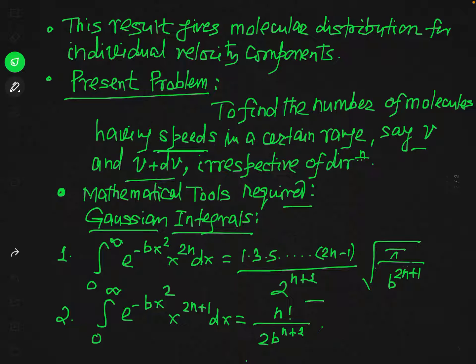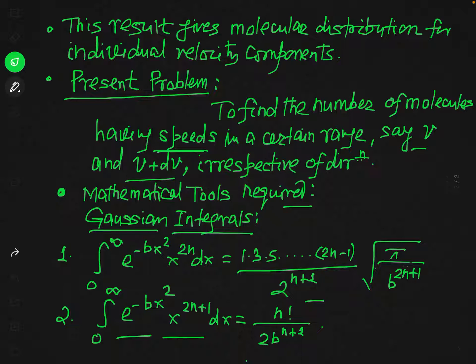So whenever x will contain an even power, then we will use this formula to evaluate such integrals, and limits must be from 0 to infinity. Another important Gaussian integral I have mentioned here is the integral from 0 to infinity of e raised to the power minus b x square times x raised to the power 2n plus 1 dx, and this is equal to n factorial over 2b raised to the power n plus 1.